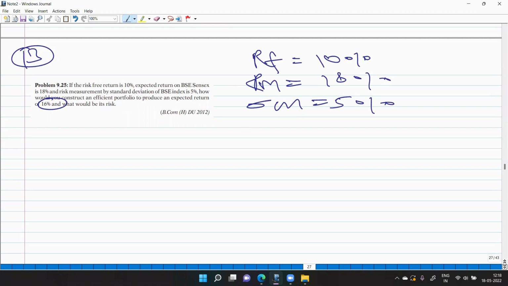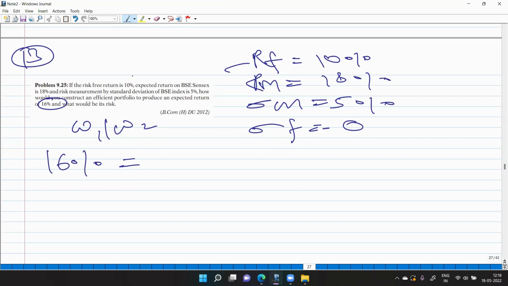Why did I not write this? Because ये तो हमेशा zero ही होता है. Risk of the risk-free security is zero. अब मुझे 16% returns चाहिए, तो मैं कैसे W1 और W2 में अपना पैसा बांटूं? मतलब कैसे मैं कितना पैसा risk-free investment में डालूं और कितना पैसा मैं BSE Sensex में डालूं? तो risk-free में मेरे को कितना return मिल रहा है?